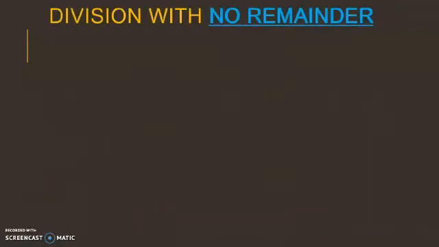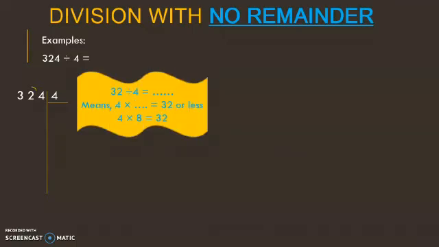Division with no remainder. Let us take examples. 324 divided by 4. I take the 32 because I can't take the 3 alone since it's less than 4. I start with the dad, which is divide. 32 divided by 4 means 4 times what gives me 32 or less? 4 times 8, it's equal to 32. I write 8, then I multiply. 8 times 4 is equal to 32. Then I subtract 2 minus 2 and 3 minus 3. After that, I bring down the 4.